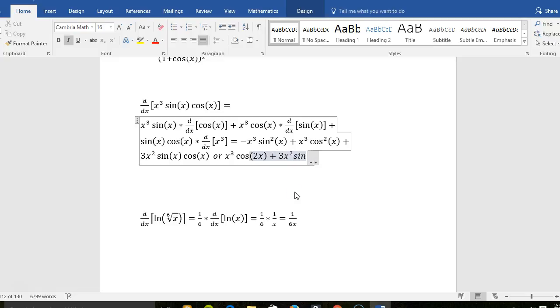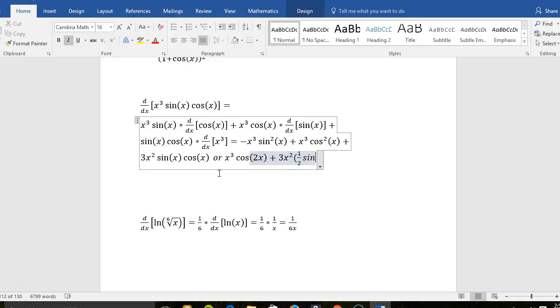Now, you can't forget your other guy. This guy's not going to change. There's not much we can do with him. That 3x squared sine x cosine x, you just kind of have to leave him be. Well, not really. The sine x cosine x can be thought of as 1/2 of the sine of 2x. So what we have here is that we're multiplying that 3x squared by 1/2 sine of 2x.